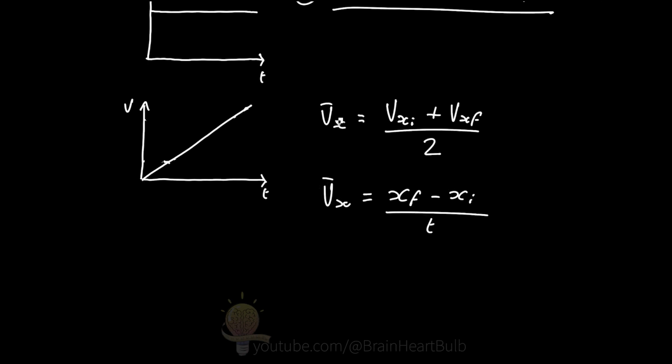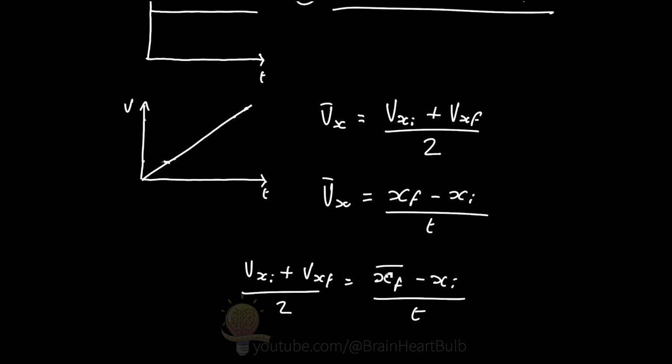So from these two equations, we know that they equal one another. So we can say, from the top equation here, the initial velocity plus the final velocity divided by 2 is equal to this equation down here, which is the final position minus the initial position divided by the time. Now we need to transpose this expression here to make one of these terms the subject of the formula. We're going to choose the final position to be the subject of this formula here.